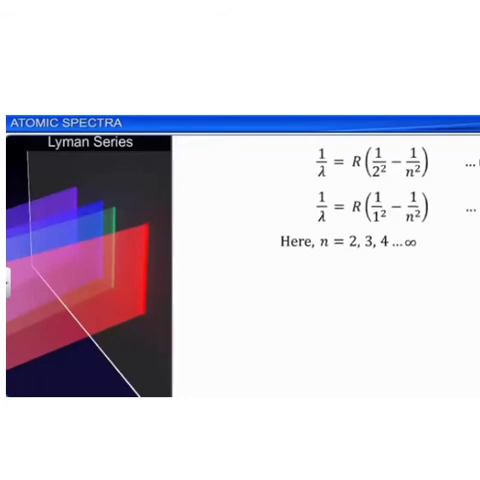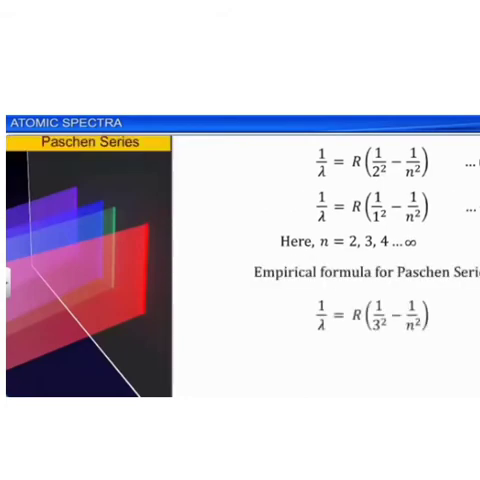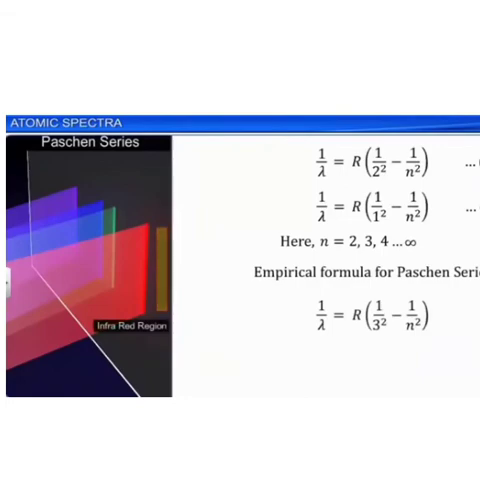Now let us look at the Paschen series. The Paschen series has spectral lines which lie in the infrared region. The formula for the Paschen series is 1/lambda = R (1/3² − 1/n²). Here, n is equal to 4, 5, 6, and so on, up to infinity. Let this be equation 3.